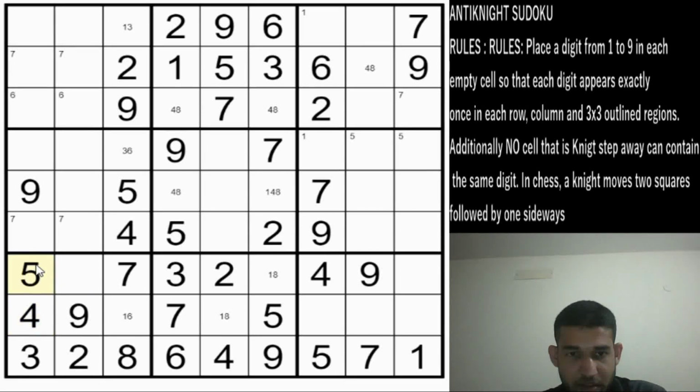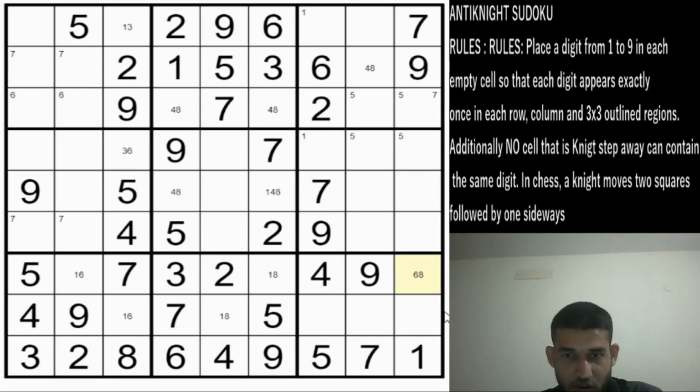Now 5 can only be in this box, because this is at a knight's move from row 5 column 3, so 5 will be here. And 5 can only be here in column 2, because this is at a knight's move from this 5, and 5 cannot be here, and 5 is in columns 1 and 3, so 5 will be forced here. And 5 can be notated here in box 3. So this will be a 1 or a 6. This should be a 6 or 8.